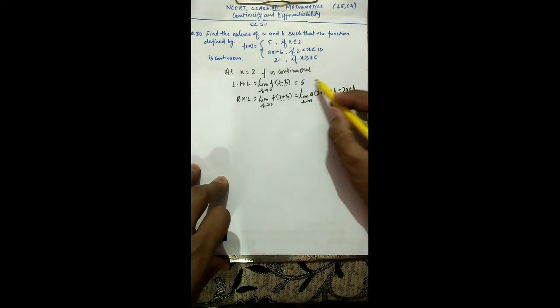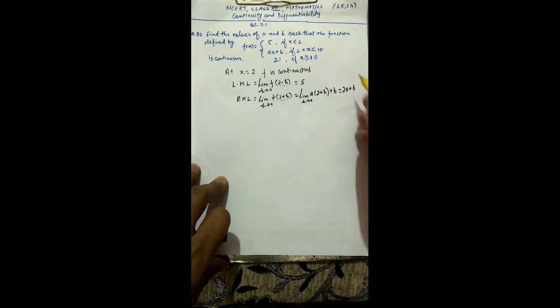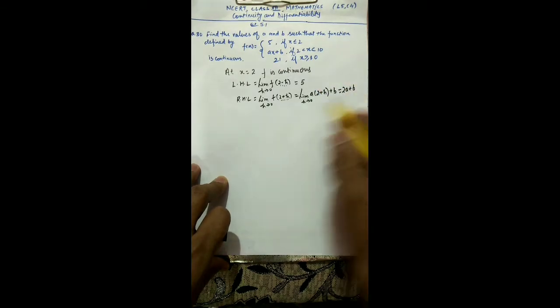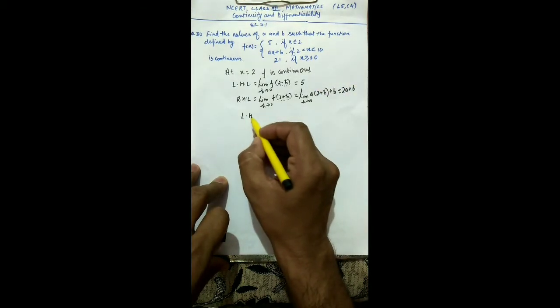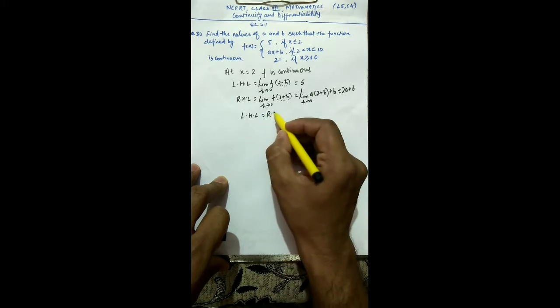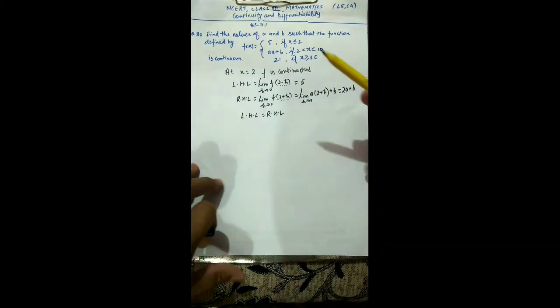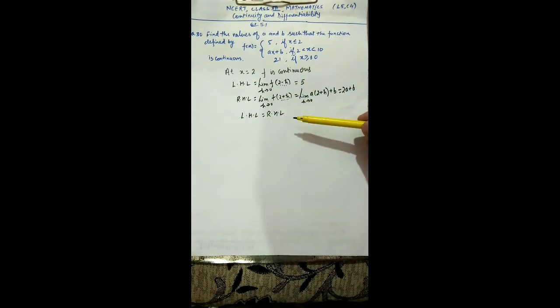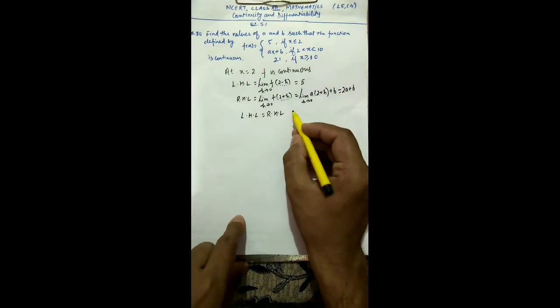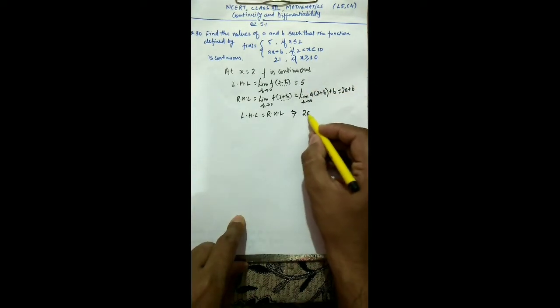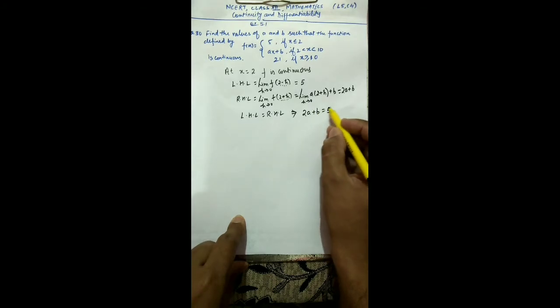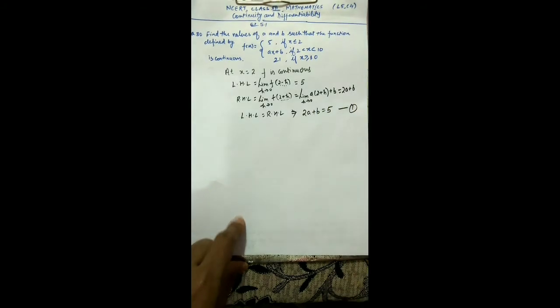So this is your equation 1 and this is your equation 2. You know that the left hand limit and right hand limit will be equal, and equal to the value of the function at that point, so there is no need to find the value of the function at x equal to 2 again. So this relation implies that 2a plus b equals 5. Mark this relation as 1.